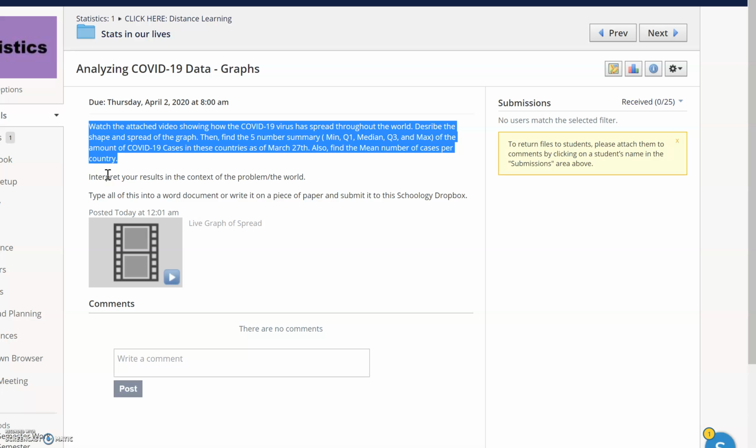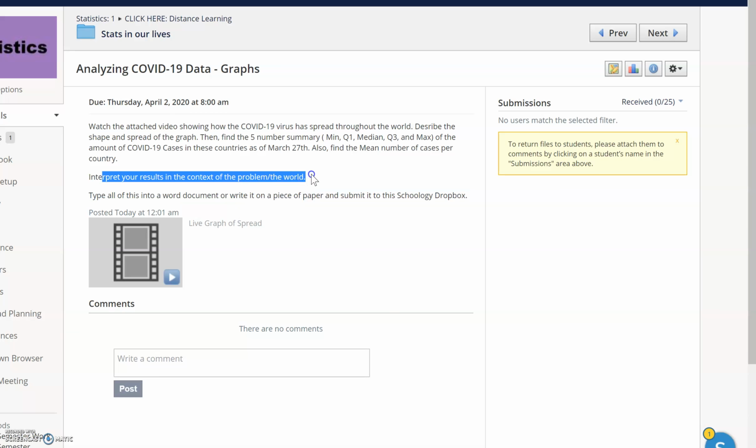So you're going to calculate the 5-number summary based on the final number values in that graph. You're going to interpret your results in the context of the problem, the world. So remember that in statistics, a lot of the times you need to take your numerical answers and make them make sense. So explain to me what it means that the mean is a certain number, or that the minimum is a certain number, or a maximum is a certain number. Explain to me why that's important. Explain to me how that helps you understand the overall picture.